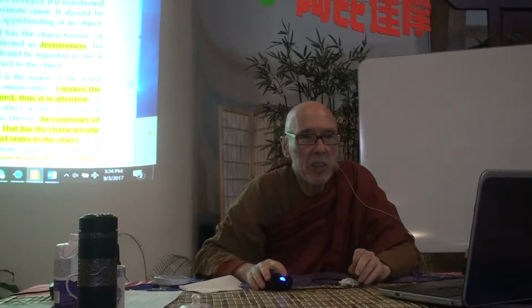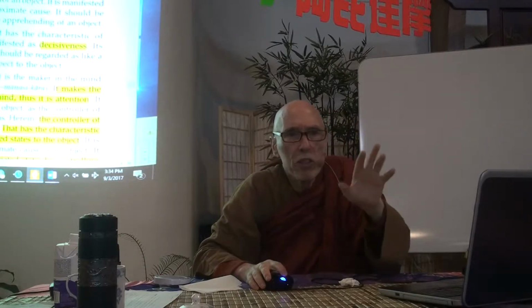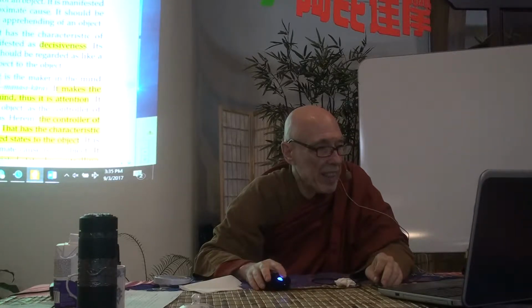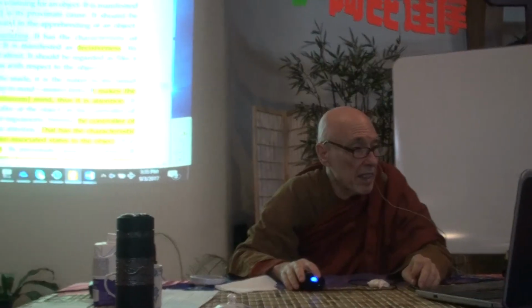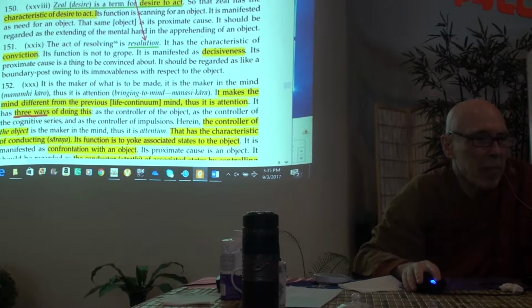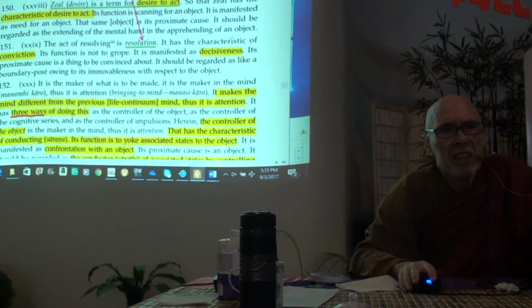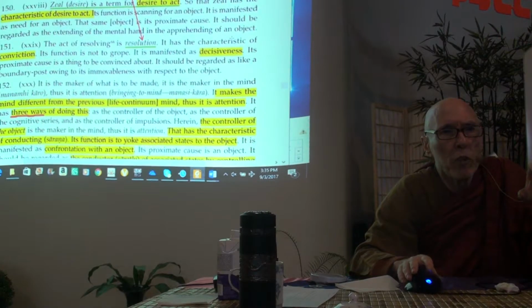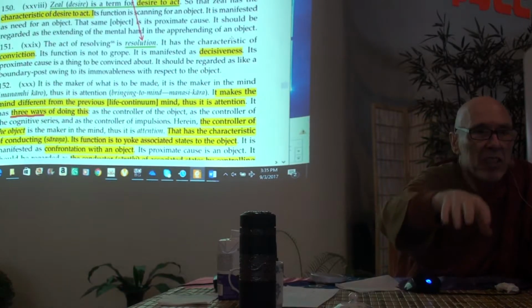But then desire is also used in what we might call a kind of neutral sense, as simply the desire to undertake any kind of action. And so this is explained as having the characteristic of desire to act. It is manifested as the need for an object, and it should be regarded as the extending of the mental hand in the apprehending of an object. So this is present, it's said, in most states of consciousness. Most states of consciousness, with a few exceptions, have this desire to act.